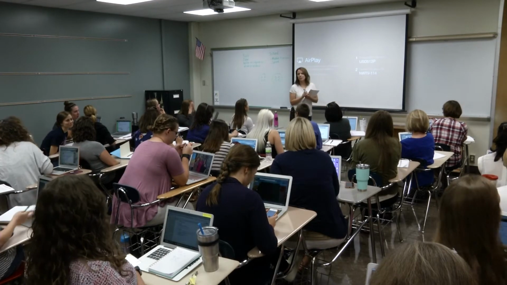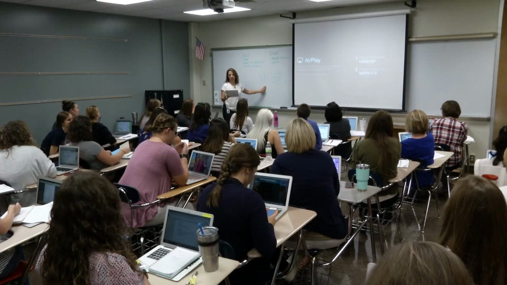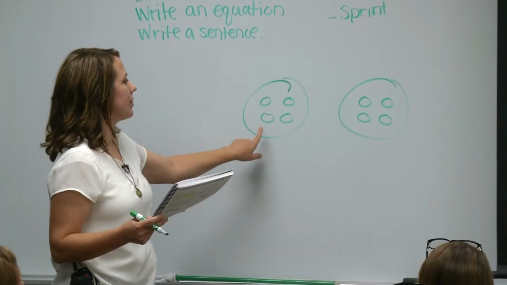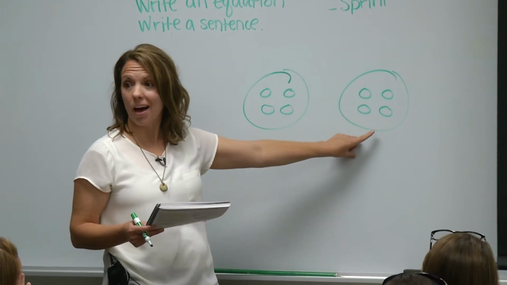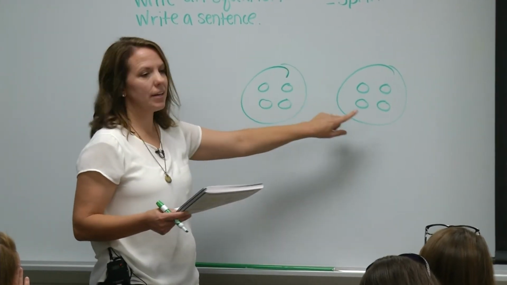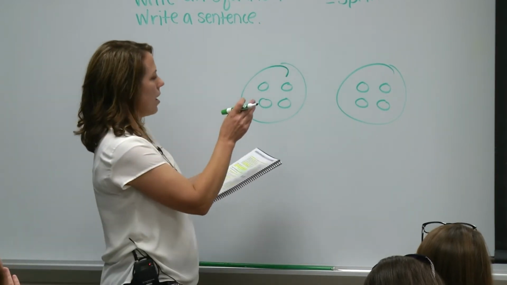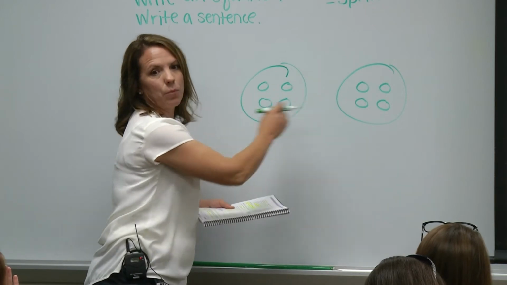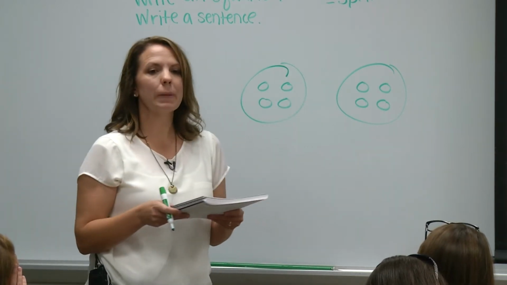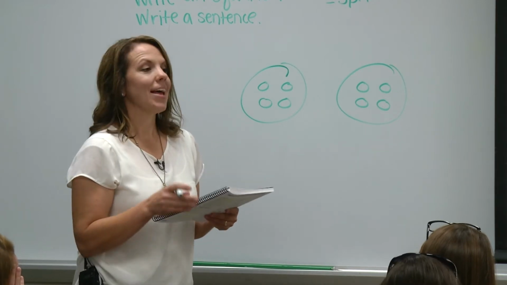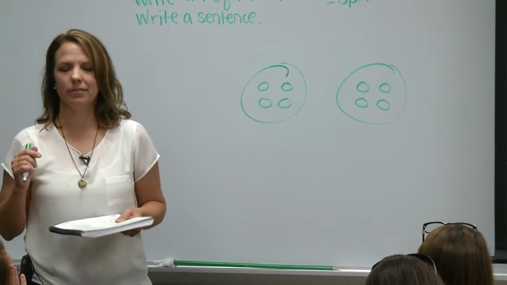Okay, nice job. I hear some great comments going on. These 2 are equal because there are the same amount in each one. They are also the same size, the same object in each group. So if we were to have different amounts, then they would not be equal groups. Let's write a repeated addition sentence for this picture. Who could help me with that?